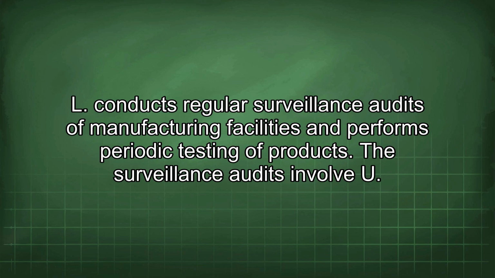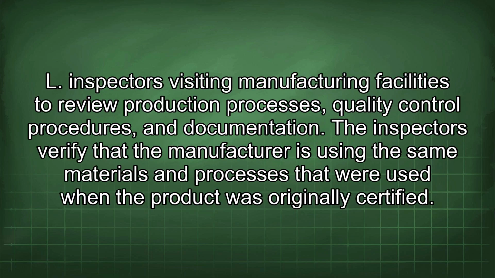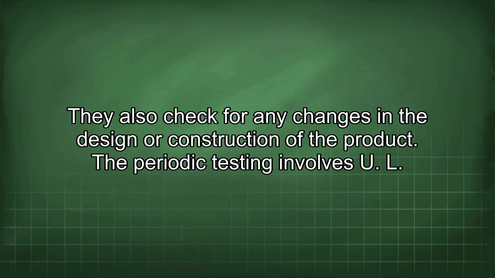The surveillance audits involve inspectors visiting manufacturing facilities to review production processes, quality control procedures, and documentation. The inspectors verify that the manufacturer is using the same materials and processes that were used when the product was originally certified. They also check for any changes in the design or construction of the product.